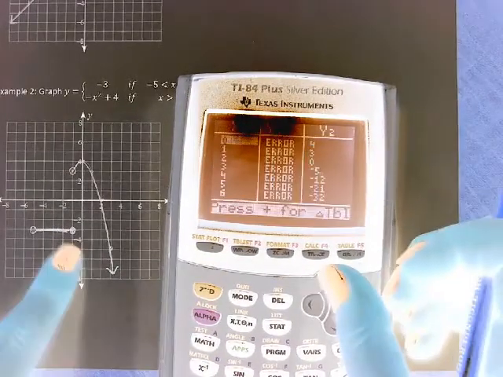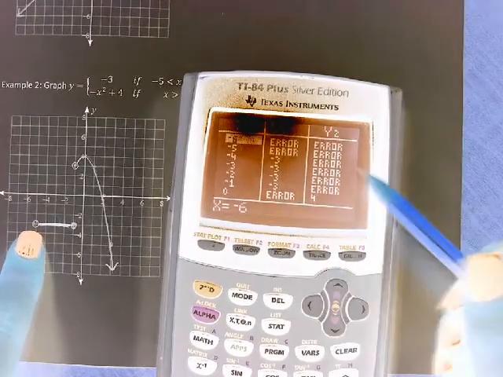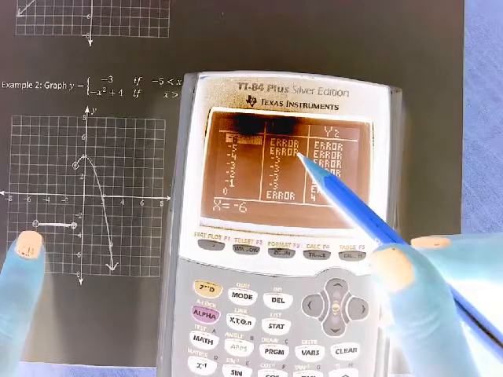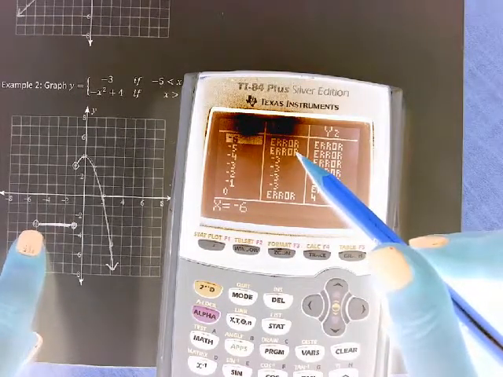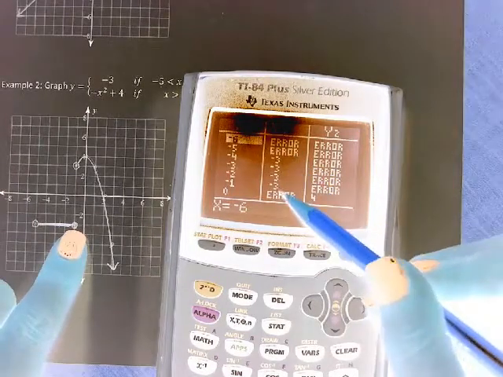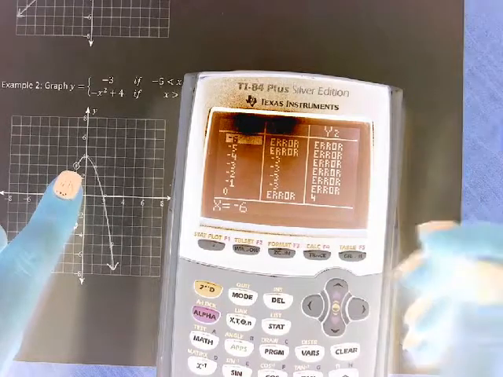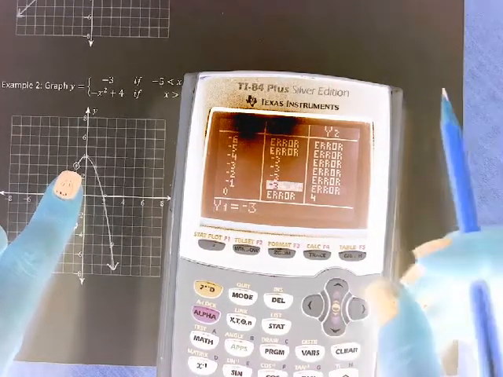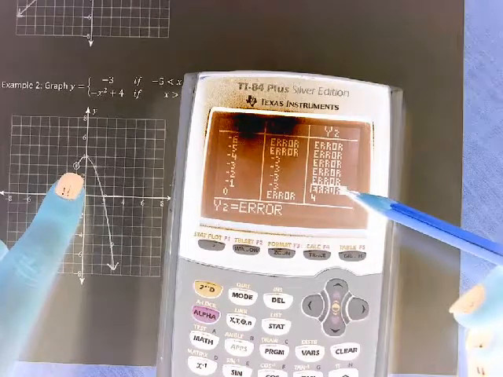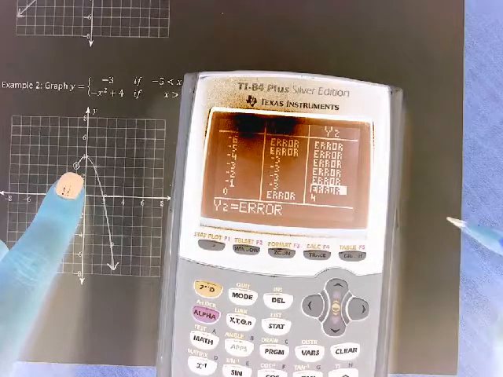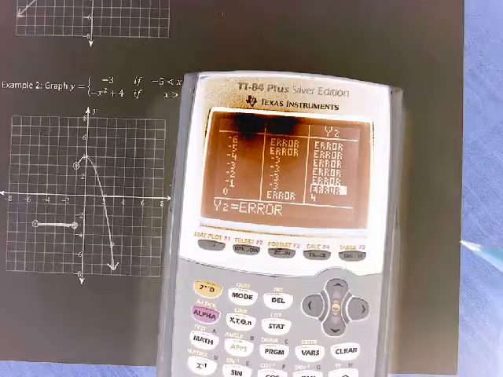Okay, and then if you want to know if these should be filled in or not, we can look at the table. Should it be filled in at -5? It says error, so it should not be filled in. Does that make sense? That's not a real point on the graph, so it should not be filled in. Should it be filled in at -1? Yes, there's a point there. Then over here for the other one, should it be filled in at -1? No, because there's an error there. So that's telling us that it shouldn't be filled in.